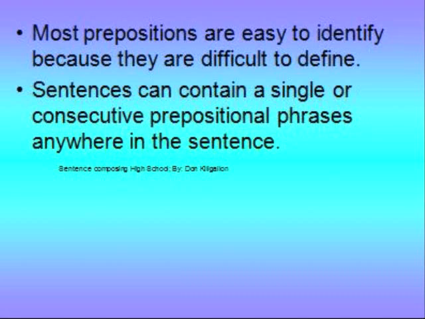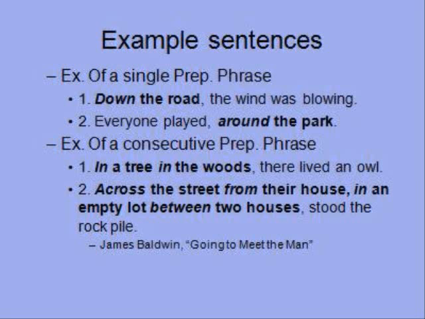Now we're going to talk about the different ways a prepositional phrase can appear in a sentence. Sentences can have a single or consecutive prepositional phrase anywhere in the sentence. Now, let's go back and talk about what consecutive means. This is talking about having more than one prepositional phrase in a row inside a sentence. Next, I'm going to show you example sentences of single prepositional phrases and consecutive prepositional phrases.